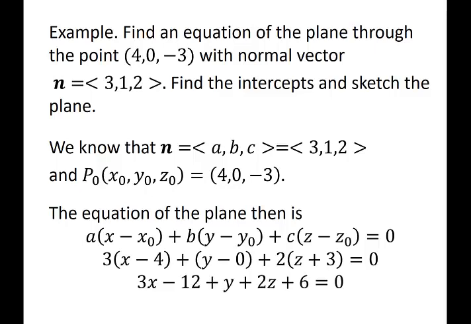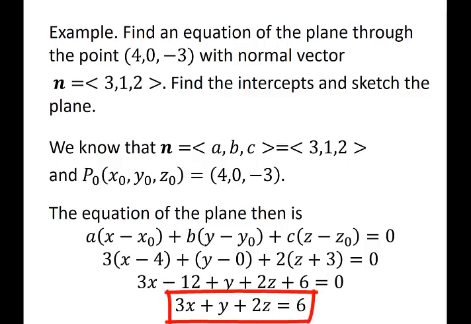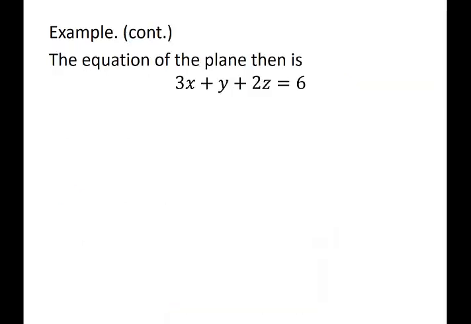So distributing, we have 3x - 12 + y + 2z + 6 = 0. Or rearranging, we get 3x + y + 2z = 6. And this is probably what we would submit as our equation of the plane. The equation 3x + y + 2z = 6.